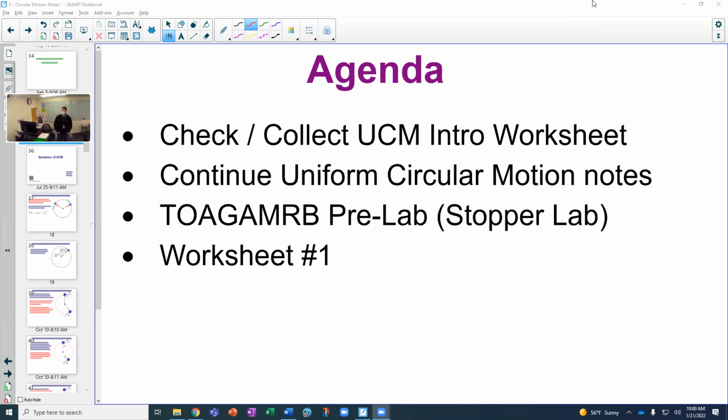So today's agenda, you have an assignment that was the uniform circular motion intro worksheet. We're going to take a quick look at that, let you check some of your answers, get any questions you haven't asked answered, and then I'll collect it and grade that. Then we're going to continue on with some notes on uniform circular motion.